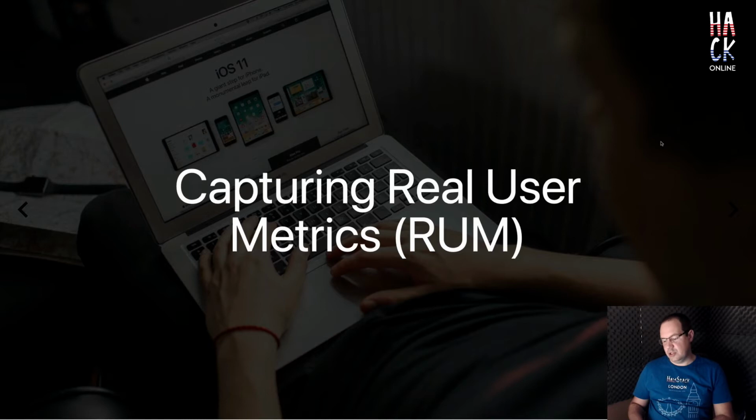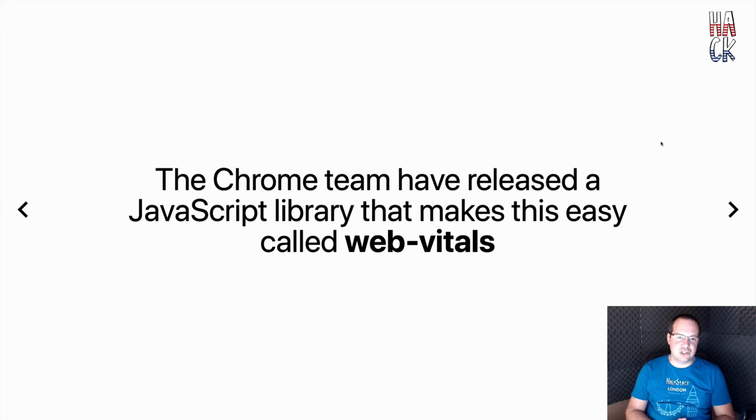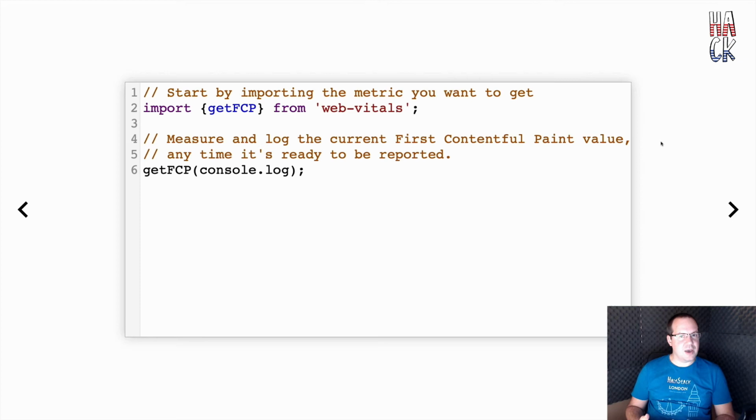Real user metrics are performance metrics captured in the user's browser, usually using JavaScript. Very recently, the Chrome team released a JavaScript library that makes this easy, called Web Vitals. It's about 1K, and if you import it into your own JavaScript with an import statement from the node module, you can then log it however you want. I'm just using console.log here, but you might have a logger that sends it to a server.